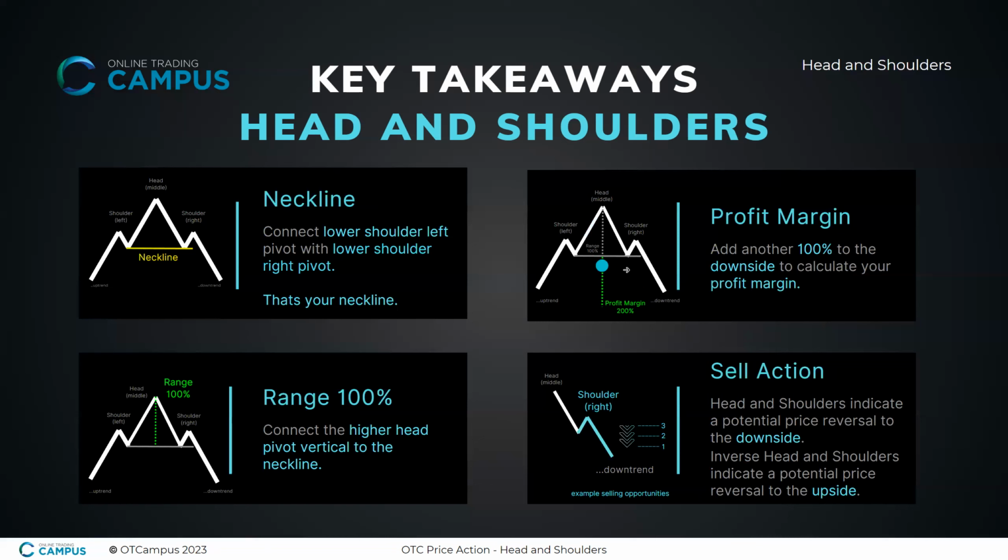We needed to calculate our profit margin then. The range to 100% is: connect the highest pivot on the head vertical to the neckline. That's our 100%. And the profit margin is to add another 100% to the downside. That's your profit margin, okay? Very easy, 100%, and here another 100%.